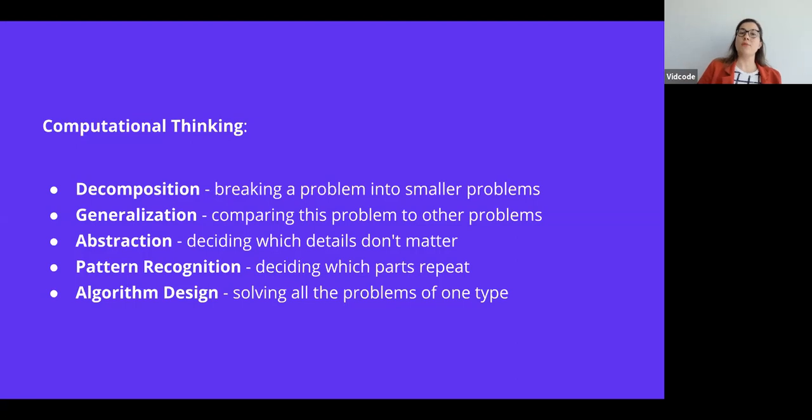Generalization, comparing one problem to another problem. Abstraction, deciding which details don't matter. Pattern recognition, deciding what to repeat in a puzzle or a coding program or anything, could be a recipe, right? And algorithm design, solving all of the problems of one type with a single recipe. And so again, just reading through this list, there's a lot of both on and off the computer activities in a really broad way that can be applied to this, which is great.